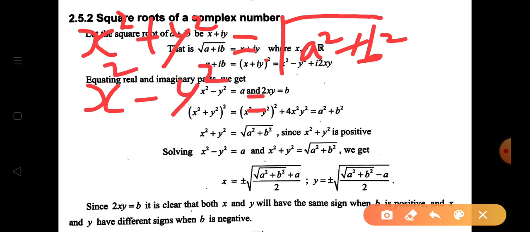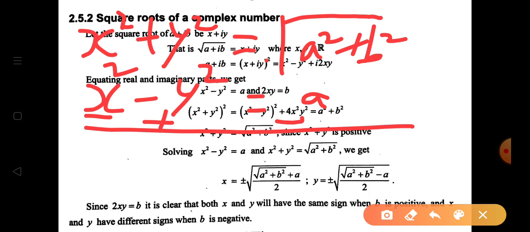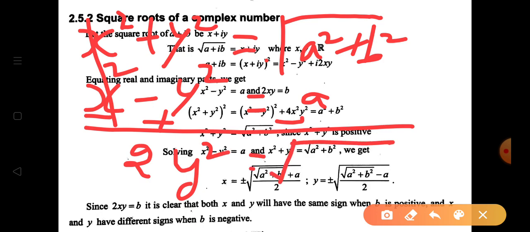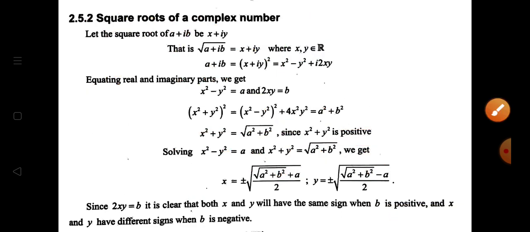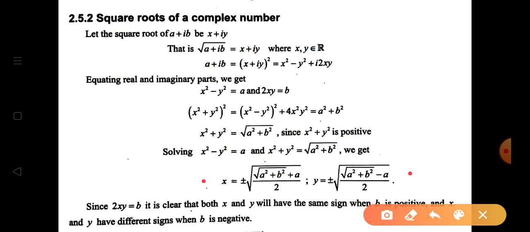So x square minus y square equal to a. Now we subtract, that is the sign will be changed. We cancel the x square term. What is the answer? 2y square equal to, first we write the positive term, that is square root of a square plus b square, and we write the negative term minus a. Then 2 goes to the right hand side as denominator. Then y square equal to, then we take the square root, we get the answer square root of (square root of a square plus b square minus a) by 2. This is our x and y.